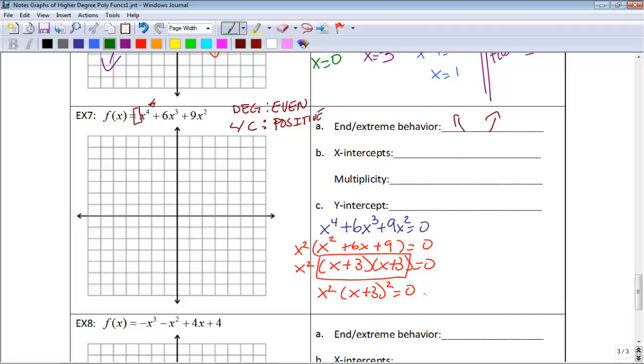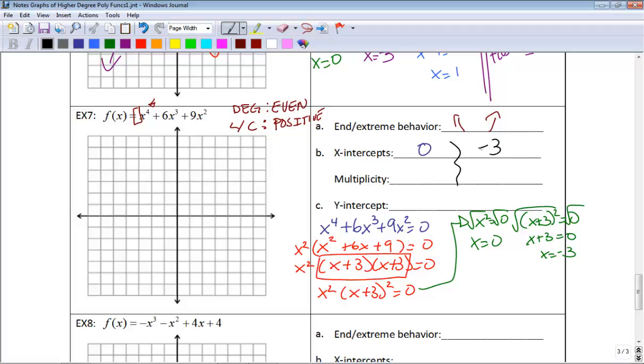I'm just going to move myself up here because I'm going to run out of room. So x squared is equal to 0, and x plus 3 quantity squared is equal to 0. Solving, here I get that x is equal to 0. And over here, I get x plus 3 is equal to 0, and x is equal to negative 3. So I have two zeros. One of them is 0, and the other one is negative 3.